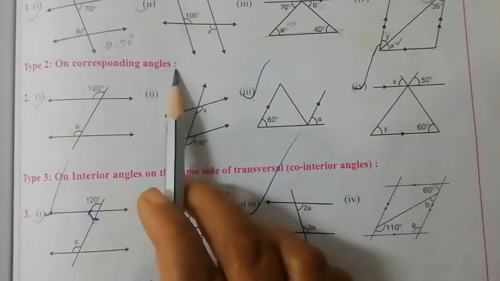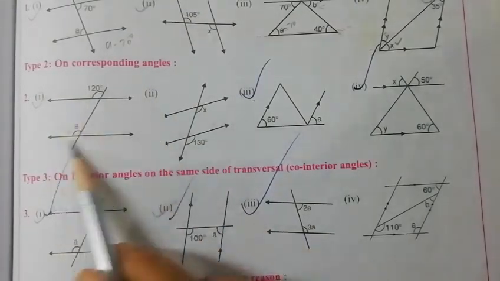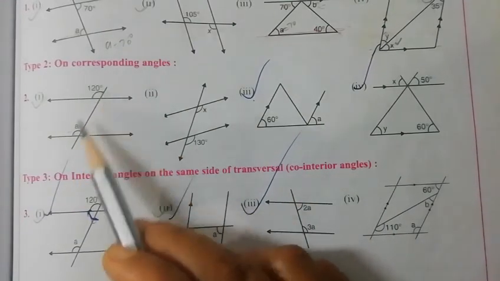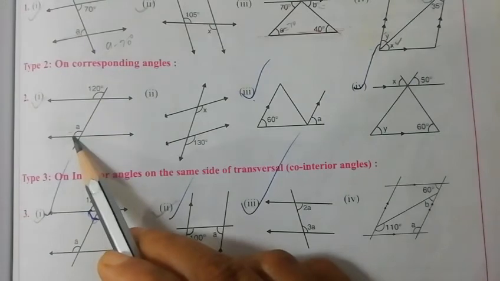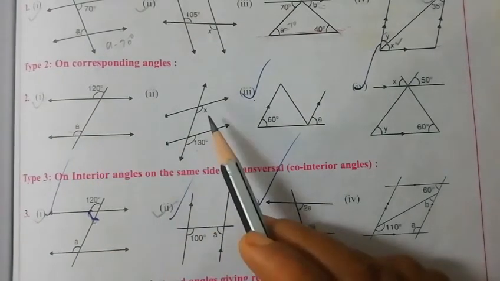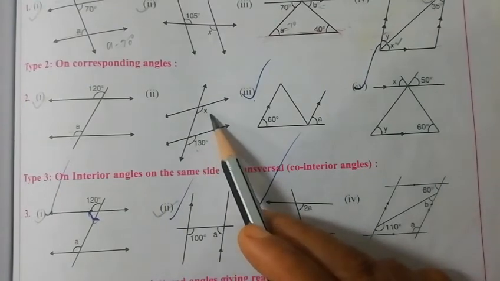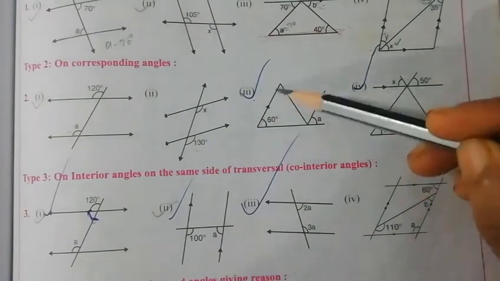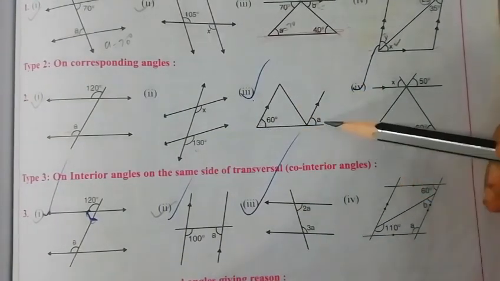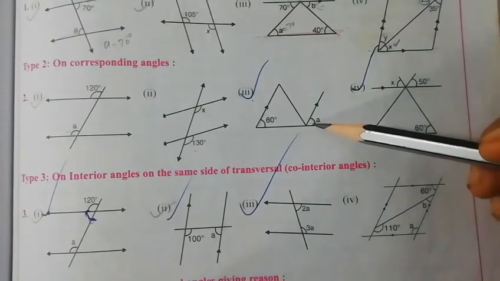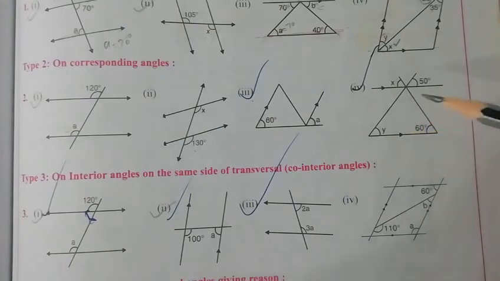On corresponding angles, these two lines are parallel. This is a transversal, one side of transversal. These two angles are corresponding angles. So A is equal to 120 degrees. These two angles are corresponding, below the line, below the line. So X is equal to 130. Considering these two parallel lines cut by transversal, below the line, below the line. These two angles are corresponding. A is equal to 60.